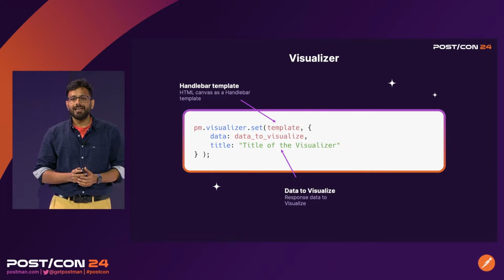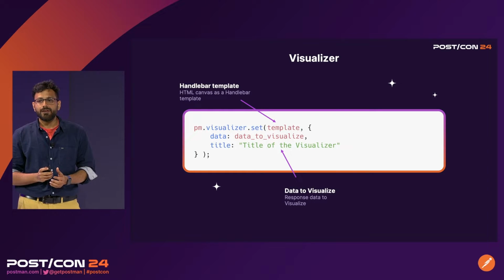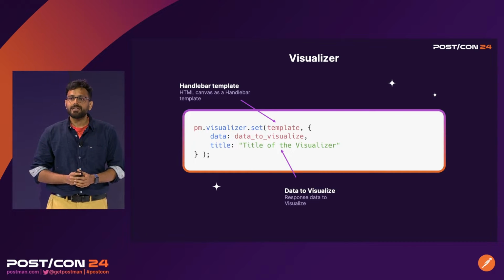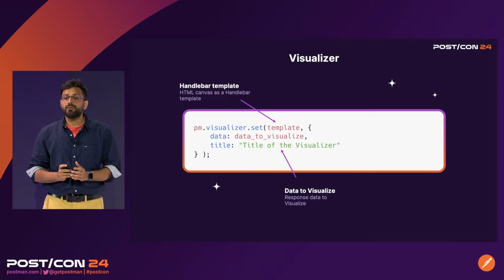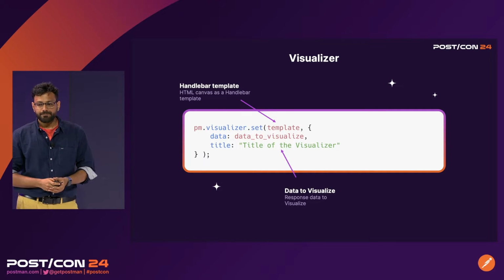pm.visualizer.set, and it takes in 3 parameters. The first parameter is an HTML template, which is a Handlebars template where you can draw out the HTML. The second parameter is the data parameter with which you feed in the data for the HTML template to render on the screen. It takes a third optional parameter, which is the title of the visualizer.